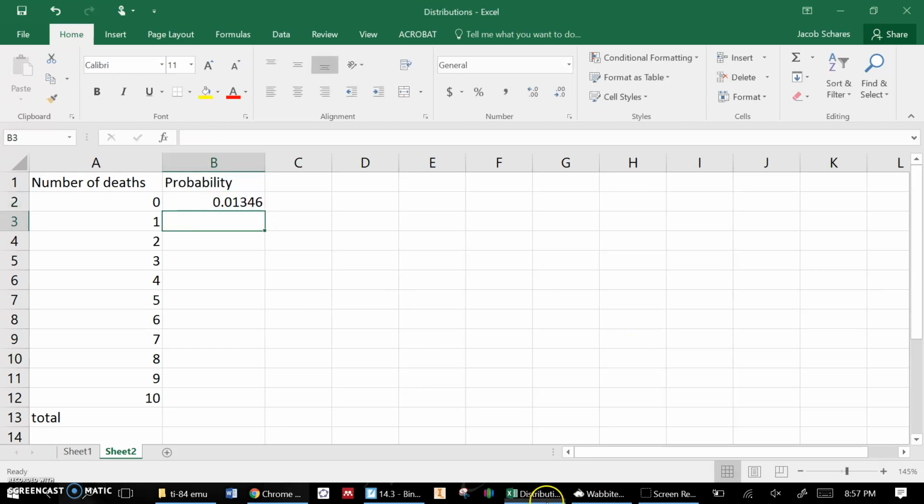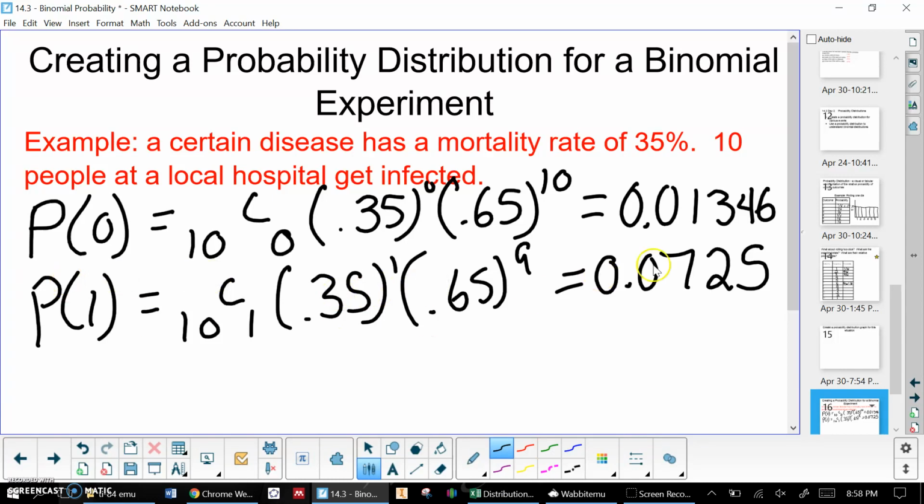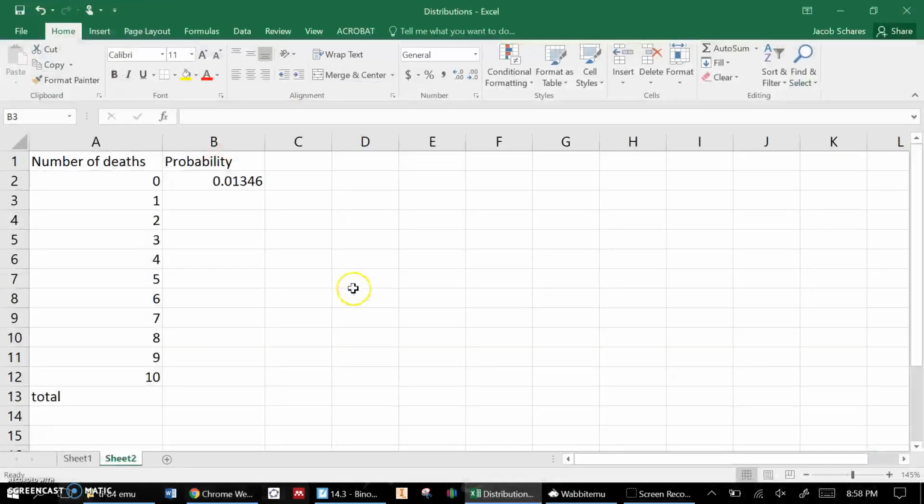And our probability that 1 person died was 0.0725. So we can go ahead and write that in there. But I don't want to calculate the rest of these. So one thing I could do is use Excel to do a lot of this work for me. I can type this formula right into Excel.